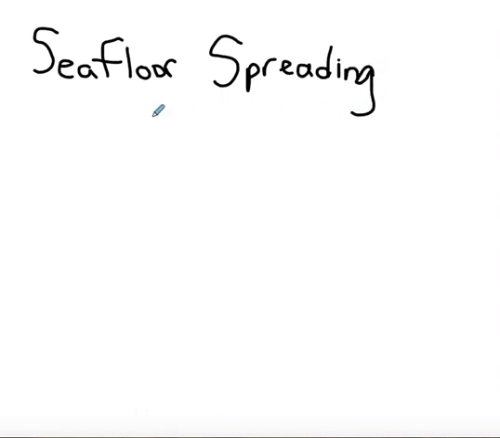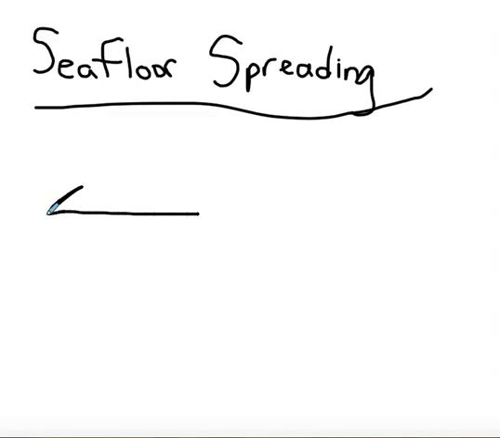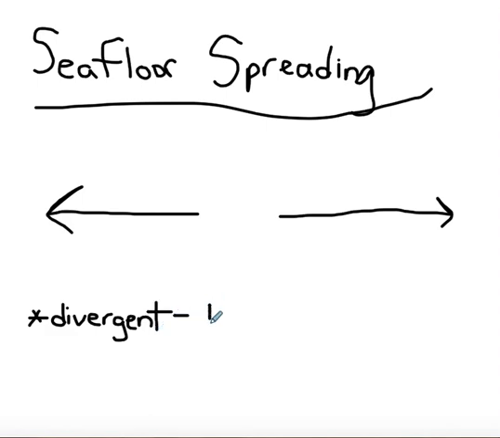So, seafloor spreading. Seafloor spreading happens at divergent boundaries. We know that divergent boundaries divide. So we're going to draw arrows. They are dividing. We're going to write divergent. Divergent divide. That's the boundary that seafloor spreading happens at.